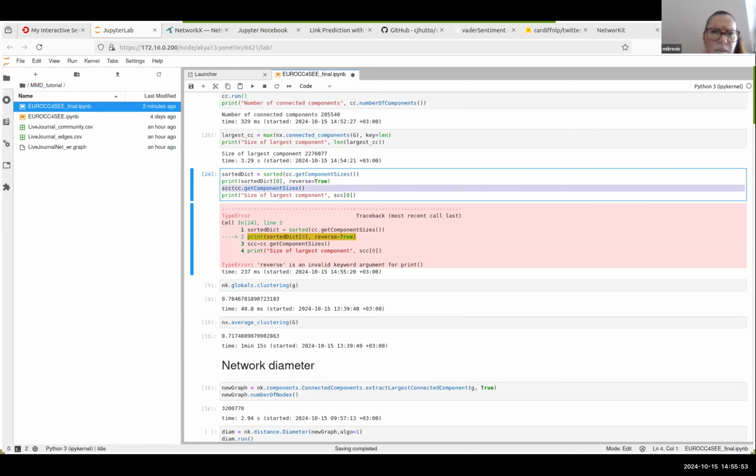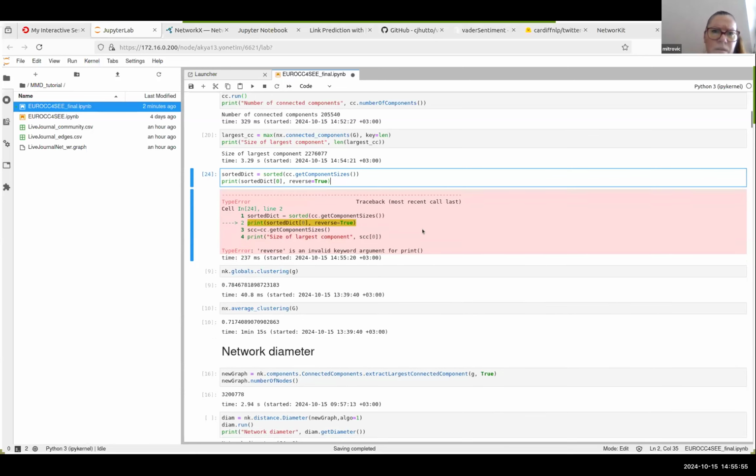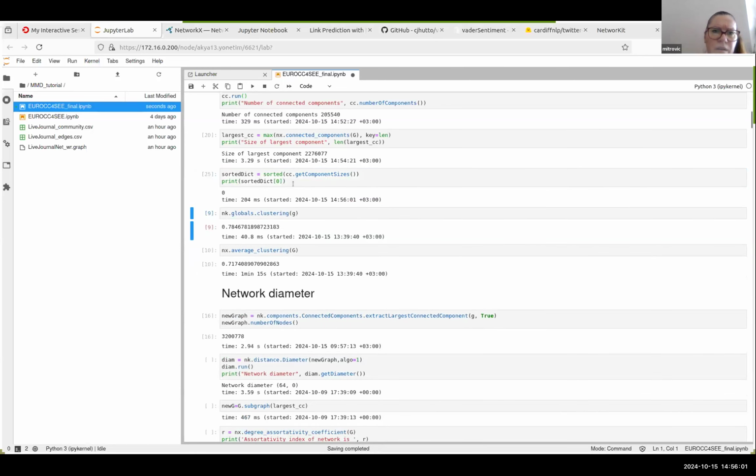I think they made a mistake here. I apologize. And we will use reverse here. So we actually have the first component as the largest size.